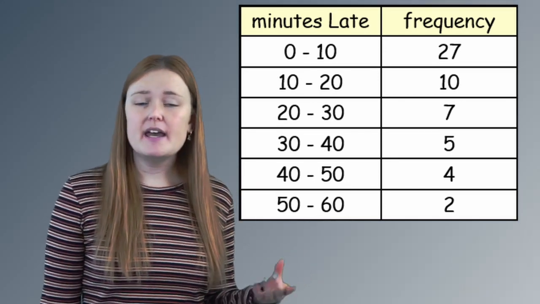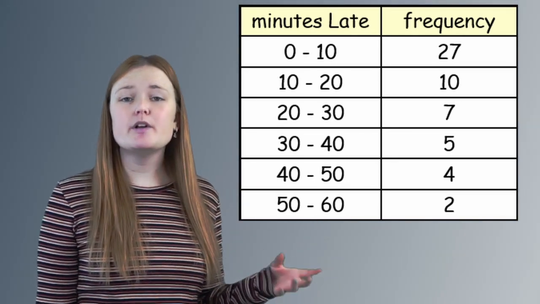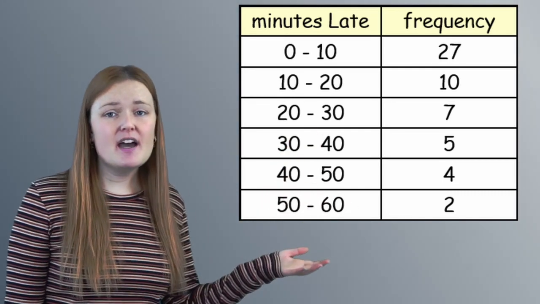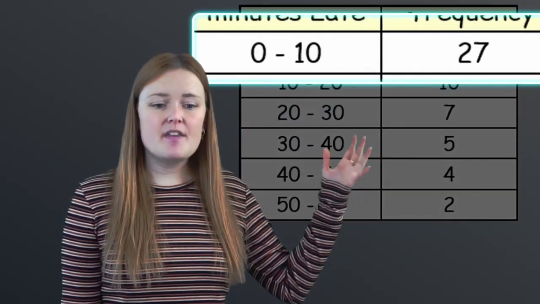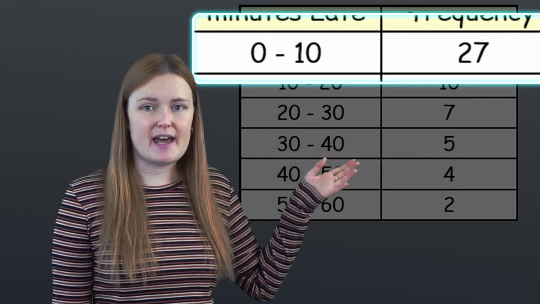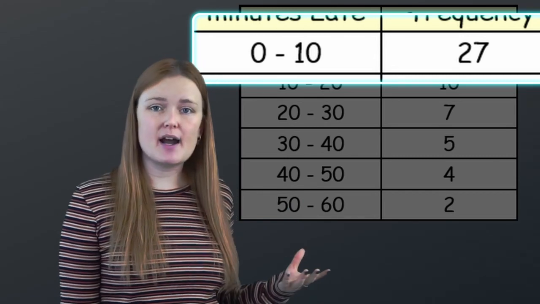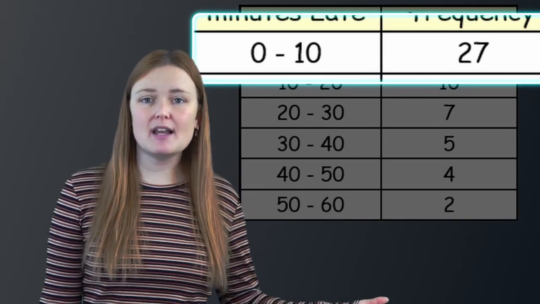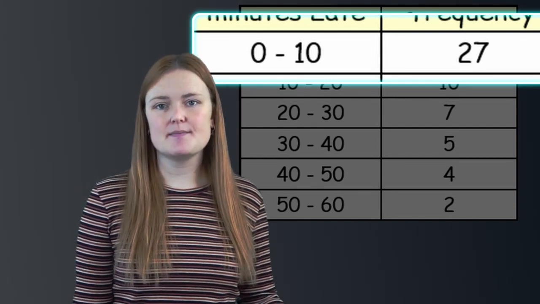For the mode, it works exactly the same as before. We just look for the class with the highest frequency. So as you can see in this table, the highest frequency is 27. And that's for the first class, 0 to 10. So for the mode, I would just write 0 to 10. Just write the interval down. So the modal class is 0 to 10 minutes.